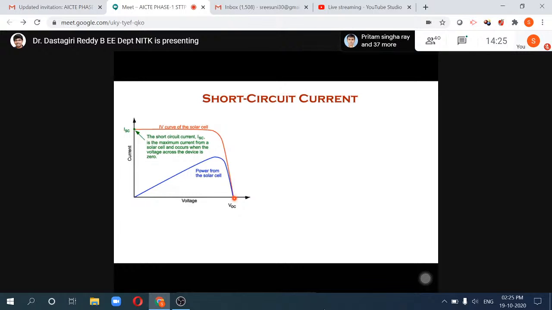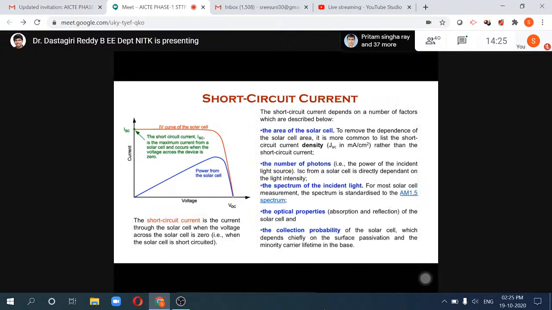The short circuit current also depends on irradiance. That we have already seen. What is this, air mass 1.5 or 1.0? If it is AM0, then it would have been much better. But unfortunately, we don't receive such kind of irradiation.